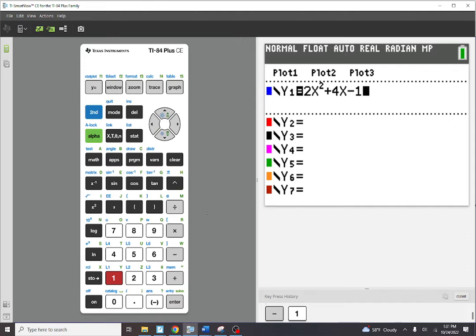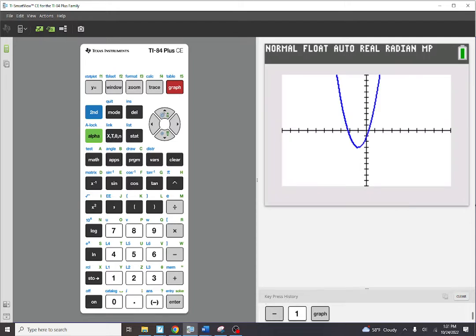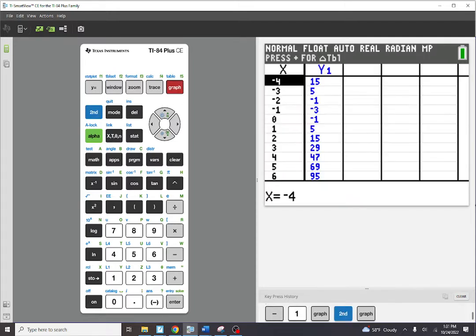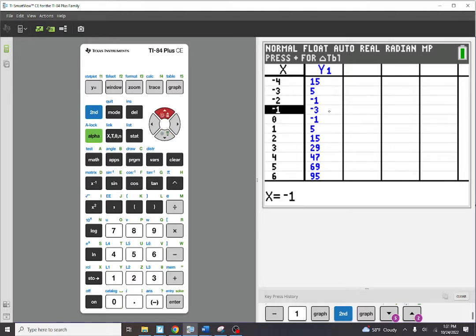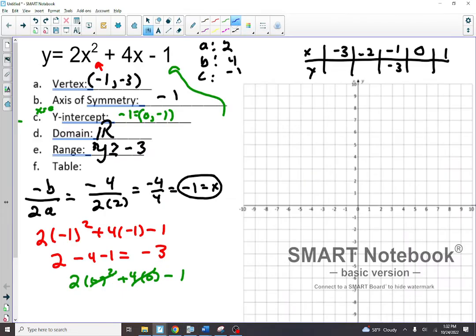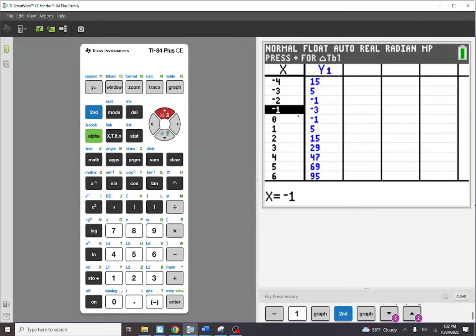How do you go to the y equals? Top left is y equals. Graph and then second graph. Now, if you graph, good, you're going to get the picture, which is useful. But second graph will give you the table, which is super useful because now you can not only take the points here. So notice, I remember my vertex is supposed to be at -1. On the table, I can see -1 and -3. So -1 and -3. And I can see here, this is also -2 and 5 on the table. I know that because it's symmetrical, it should match.